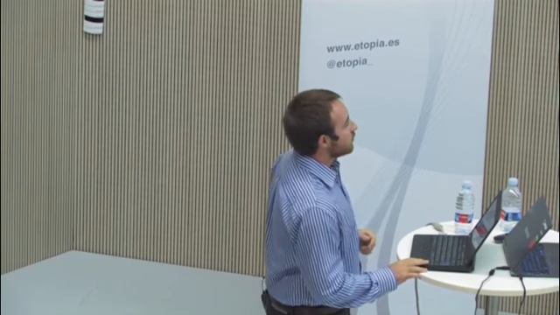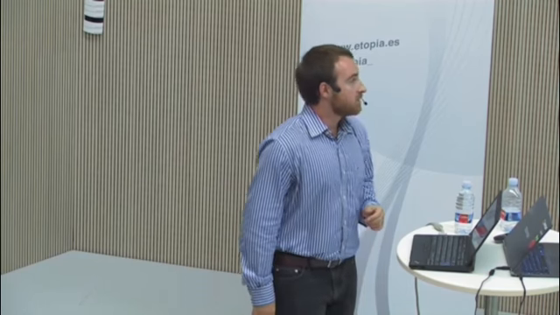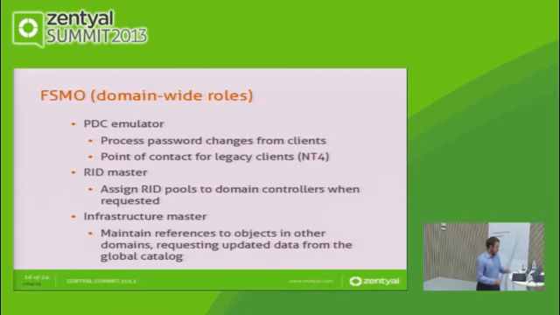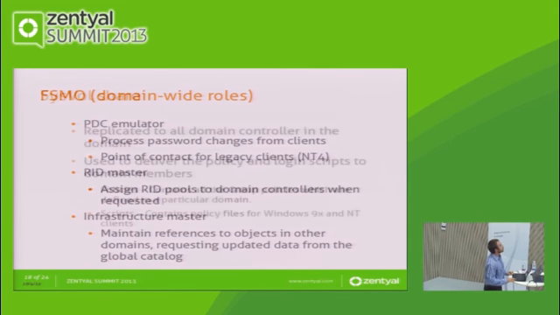And the infrastructure master maintains references to objects in other domains. So it queries a special part of the LDAP tree, that is the global catalog, which contains all the objects of the forest, but with only a small subset of attributes. You can choose when you promote a domain controller to host the global catalog on this server or not.